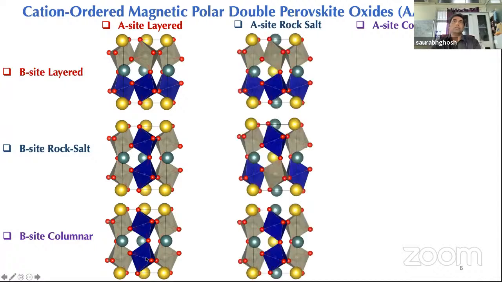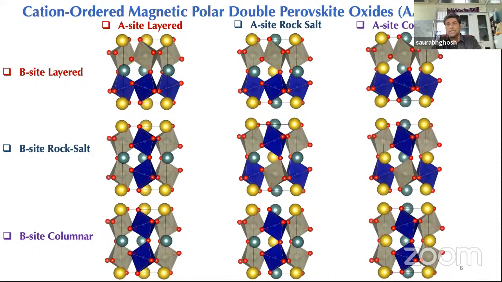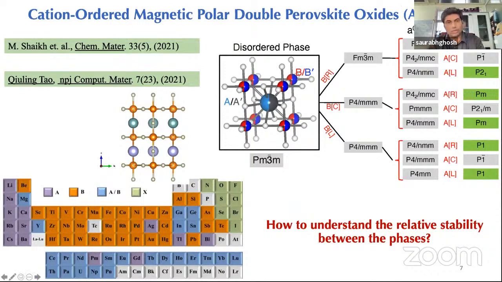Similarly, you can have A site rocksalt with B site layer, B site rocksalt, and B site columnar. Similarly, with A site columnar ordering, you can have B site layer, B site rocksalt, and B site columnar. So in total, 9 different possibilities are here. But we are particularly interested in this A site layer ordering with the B site rocksalt ordering. So now let's define this compositional space.